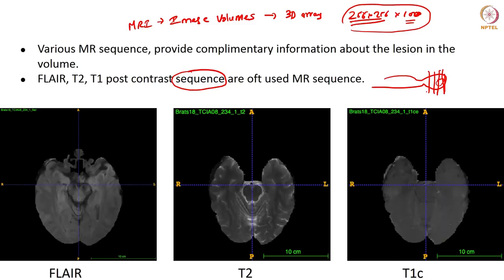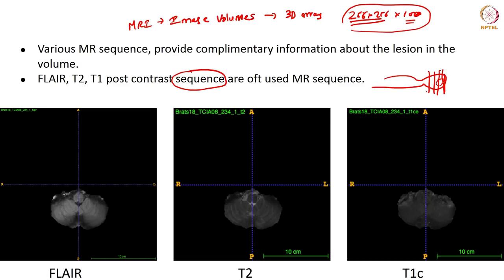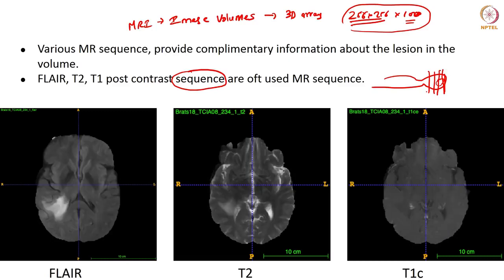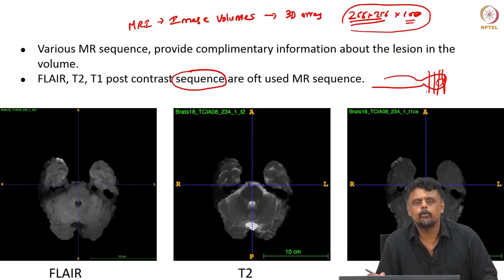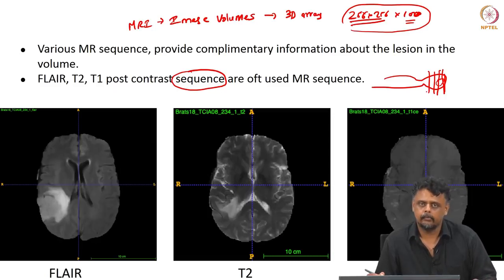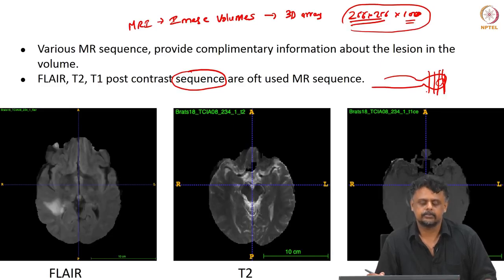Just to reiterate, every MR image is actually a volume, it is a 3D array, and you will acquire typically about 4 such 3D arrays per patient for diagnosing gliomas.